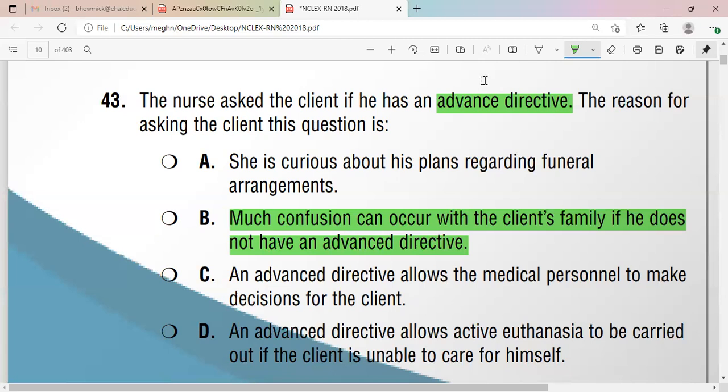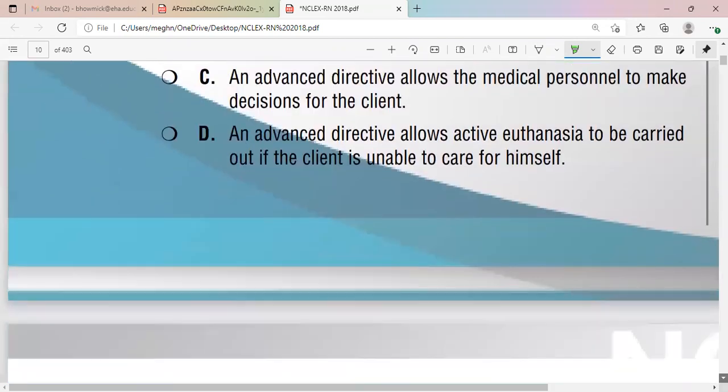Answers A, C, and D are incorrect because the nurse does not need to know about the funeral plan and cannot make decisions for the client. Active anesthesia is illegal in most states in the United States. So answer D is not correct. And next question.